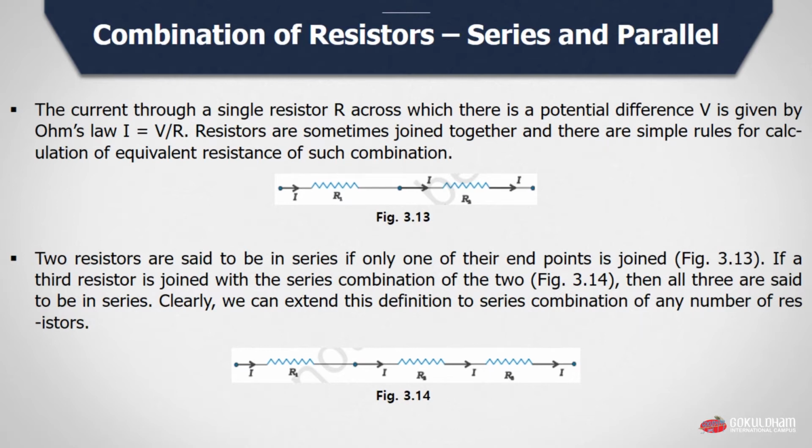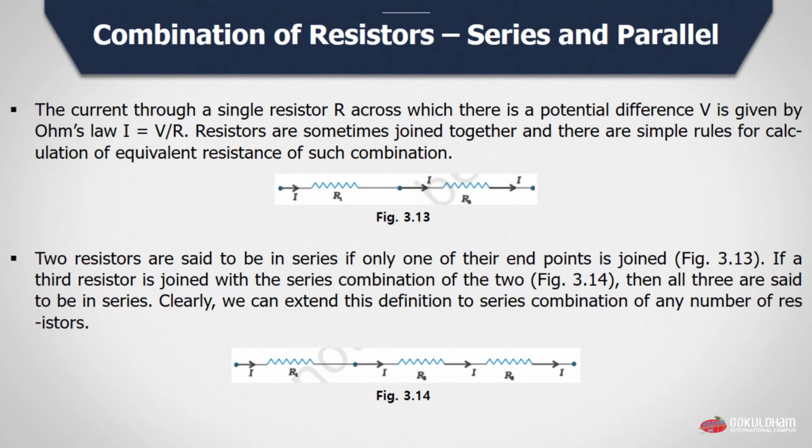Two resistors are said to be in series if only one of their endpoints is joined, as shown in figure 3.13. Means two resistors are said to be connected in series if only one of their endpoints is joined with each other. Means one endpoint of both resistors is joined with the other resistor. If a third resistor is joined with this series combination of two, as shown in figure 3.14, then all three are said to be in series. Means if we join one resistor with another resistor, the end point of one resistor will be connected to the starting point of another resistor, and similarly if we join a third resistor, it will be in the same format.